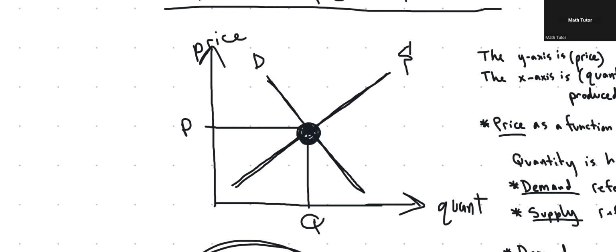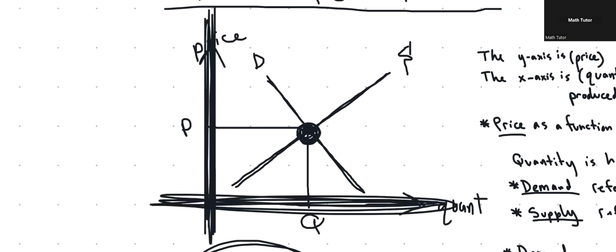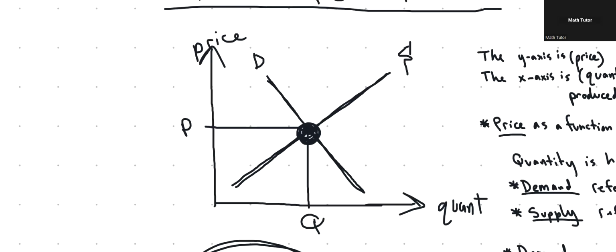The vertical is going to be price, P, and the horizontal, of course, is going to be quantity, Q, which is typically what we call those. Both the demand function and supply function are illustrated as price as a function of quantity.